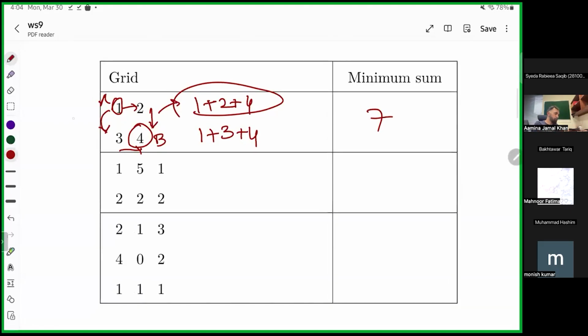So this is 1, this is 2, this is 3. This is worksheet 9 and it should be on the LMS. That's where you have to record your answers.